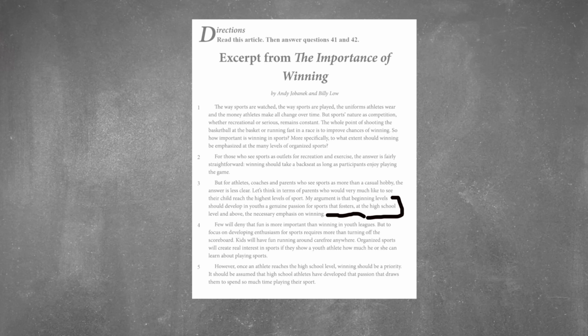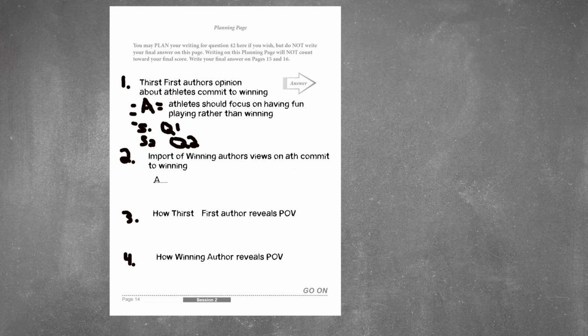"My argument is that beginning levels should develop in youth a genuine passion for sports that fosters at the high school level and above the necessary emphasis on winning." Therefore, the author is saying that the older the athlete gets, the more the focus should be on winning. So we go back to our planning page. And remember, we always do A equals. And then we're going to put in our answer. The author's view in this article, older athletes, when athlete is in high school or above, focus should be on winning.